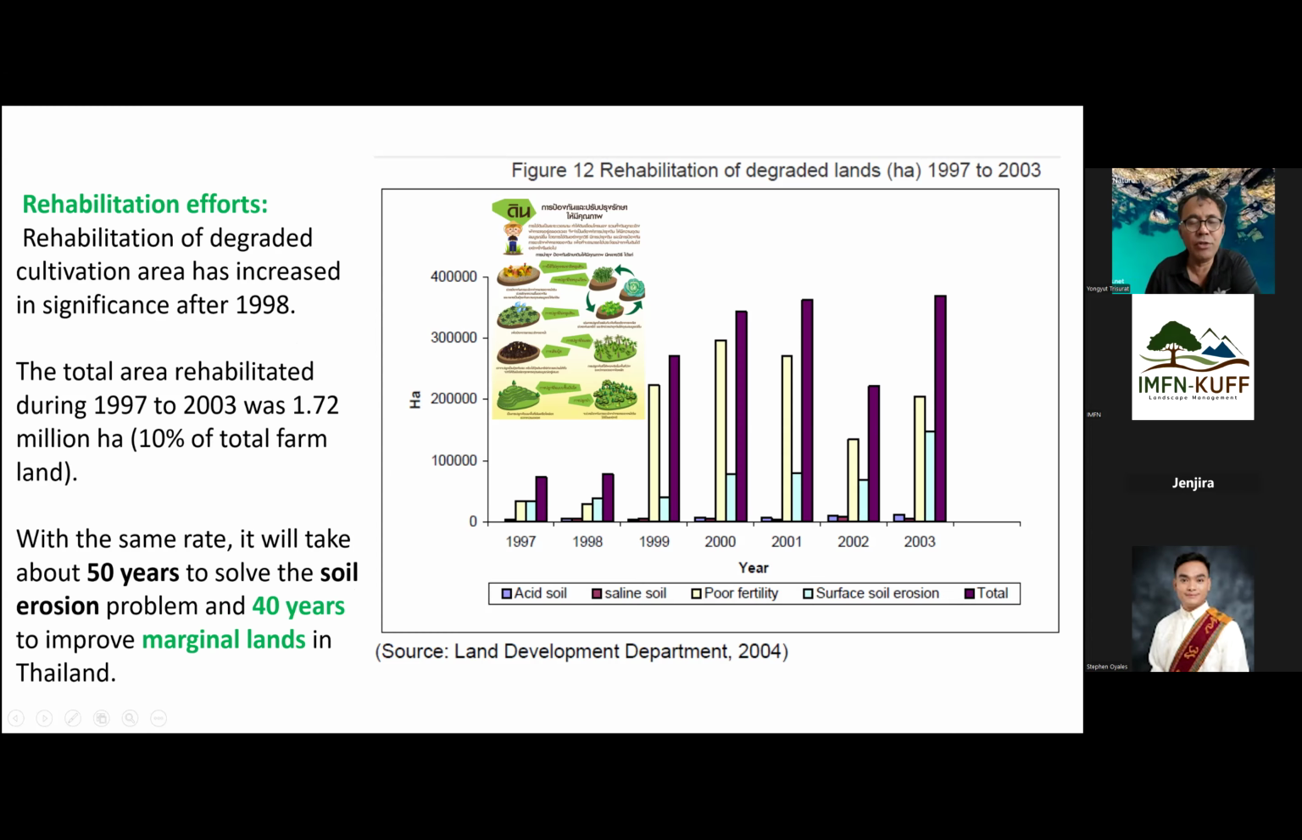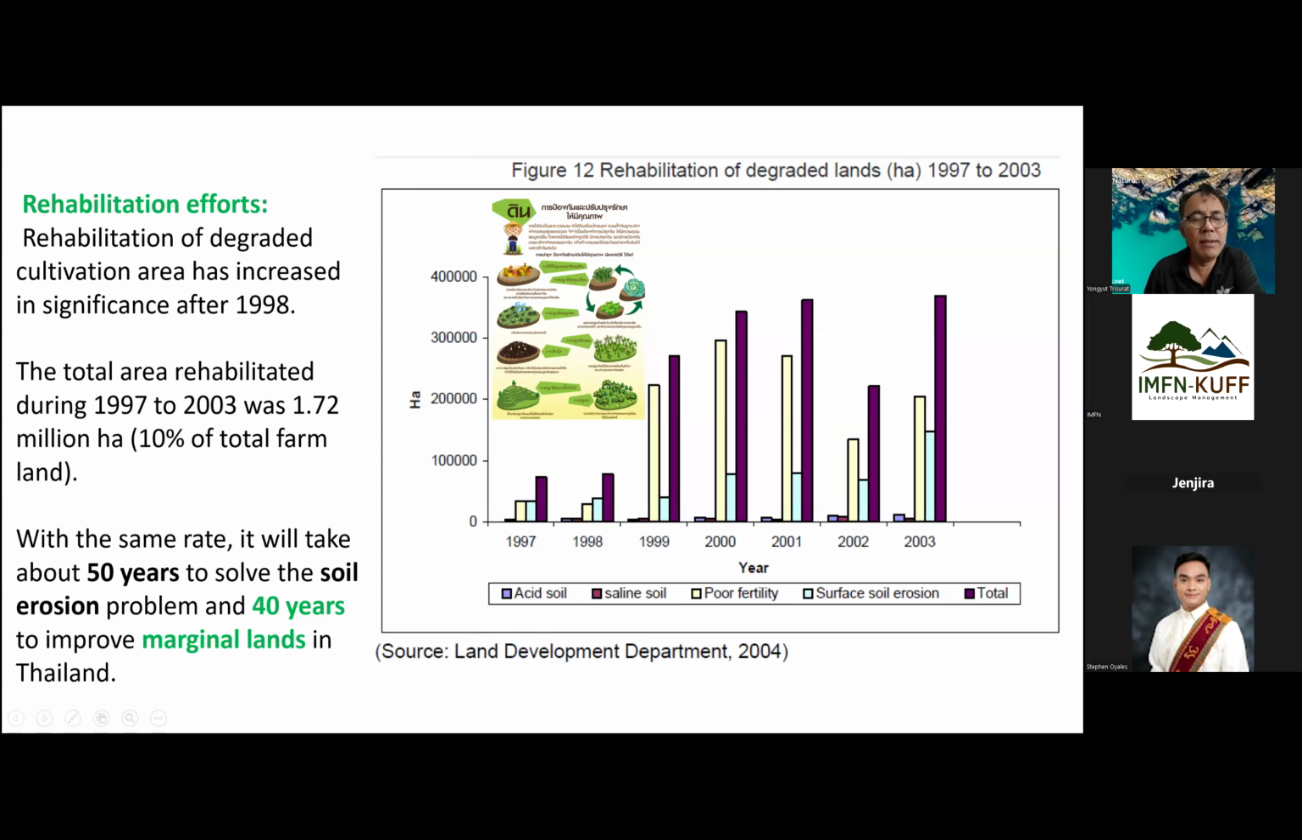So based on the assumption that we still have the same amount of agriculture, with no further expansion, it means one generation of humankind to improve all soil problems. If we wait for 40 or 50 years, I cannot imagine how serious the condition will be in the future because the population is still increasing.